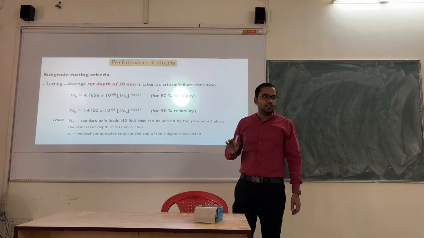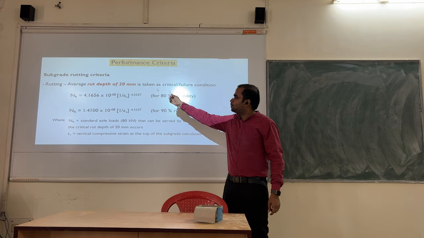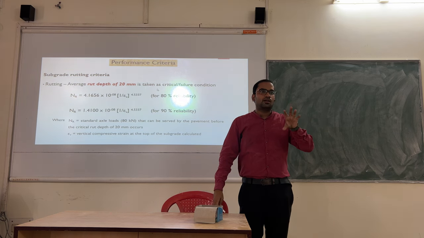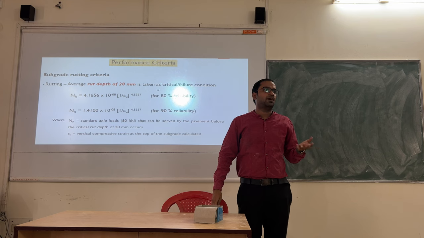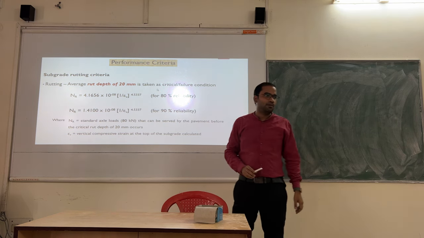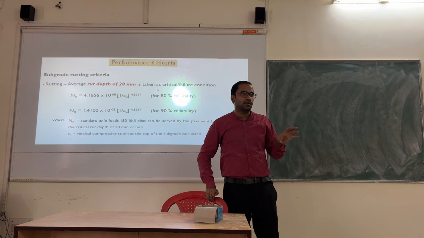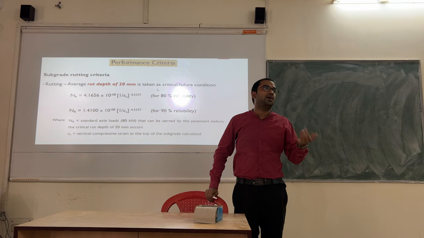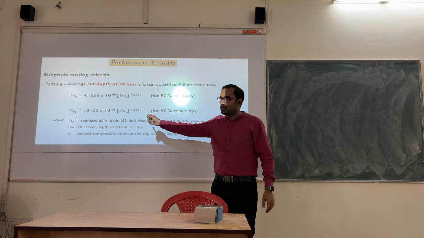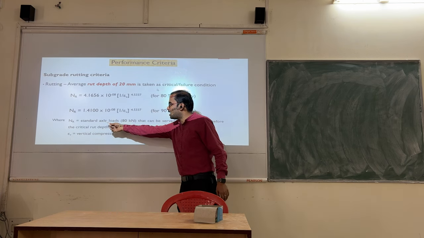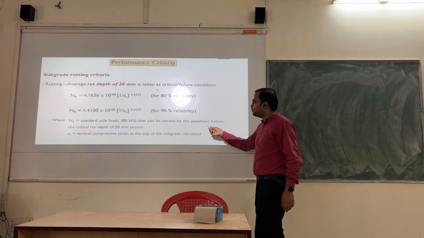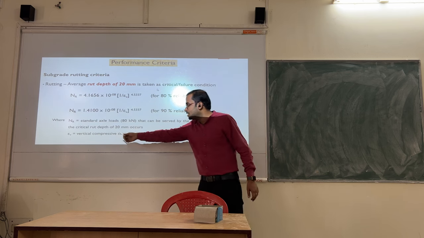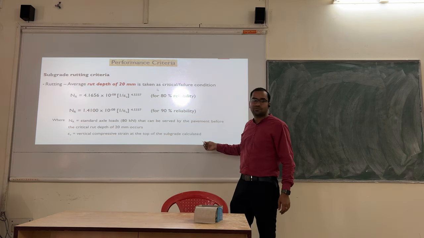That formula is valid when a rut depth of 20 millimeter is achieved. It means a pavement is considered thin or rutting happens at any depth, but whenever the rut depth is 20 mm, then it is considered a failure. It means after application of a certain number of wheel passes, your pavement fails. So that depth is 20 mm. That's why whatever you are calculating, NR, NR is the standard axle load that can be served by the pavement before the critical rut depth of 20 mm occurs. And epsilon V is the vertical compressive strain at the top of subgrade.